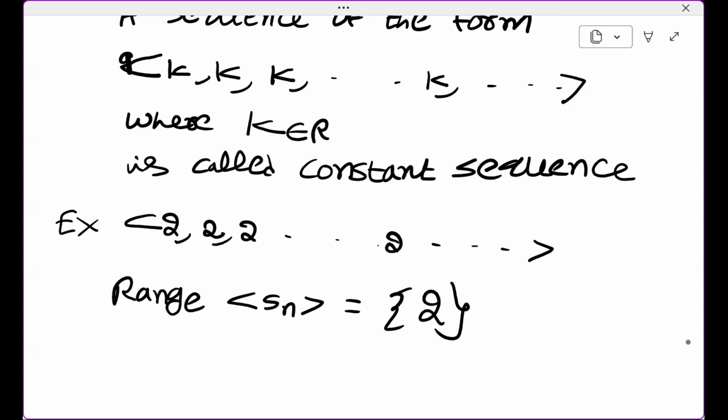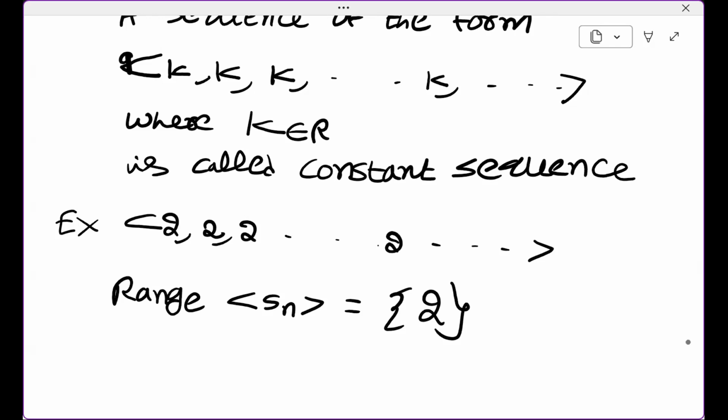Next, if this constant is equal to 0, then it is also called a null sequence. Generally, students think that if it is equal to 0, then it is called a null sequence, but not so. A null sequence is different. A null sequence means a sequence whose limit is 0. The definition is: a sequence is said to be a null sequence if the limit of that sequence is 0.